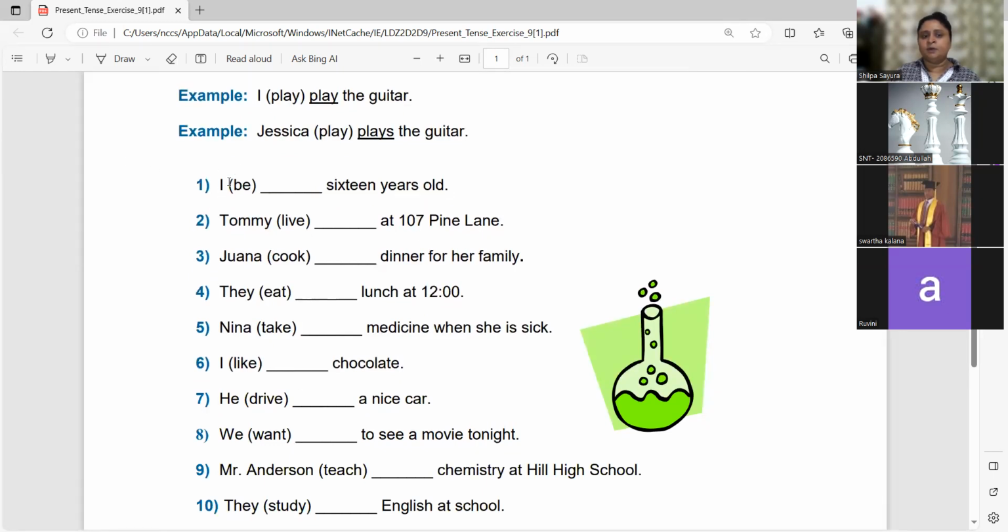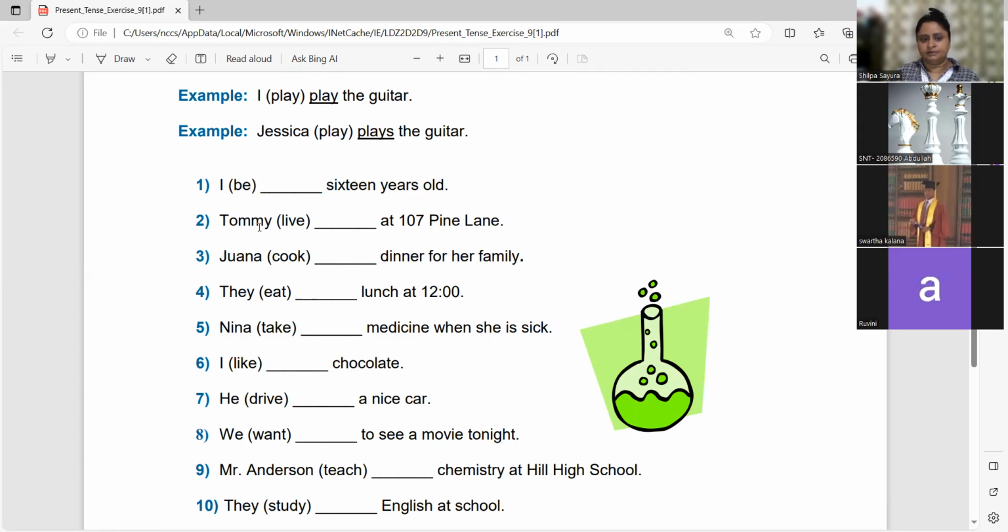So we learned about the verb be. So what is inside the verb be? You have to take the present simple form of the verb be. So this is again simple present tense. Who can tell the answer? I am 16 years old. Tell the full answer sentence. Next one. Likewise, try out.